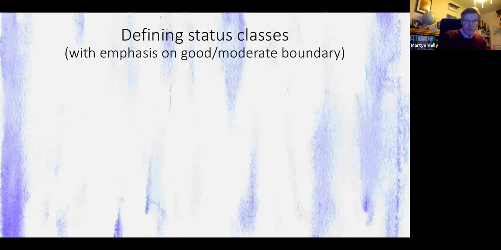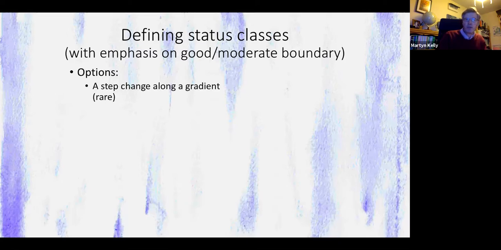So having defined the denominator in the EQR calculation, what about the other status class boundaries, and in particular, the good-moderate status class boundary, which is a key boundary for regulatory purposes? Because if you're below the good-moderate boundary, then you're expected to put a program of measures in place, which can be expensive. So the early Water Framework Directive grey literature set out some options.